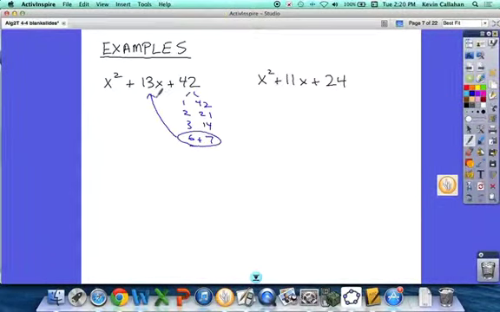So once you've got those two numbers, then here's the factored form of the quadratic expression. x plus 6, x plus 7. Done. Right? This is standard form. This is factored form.